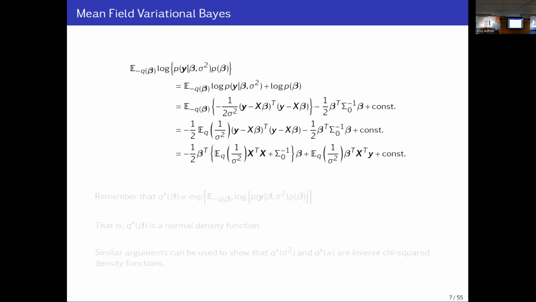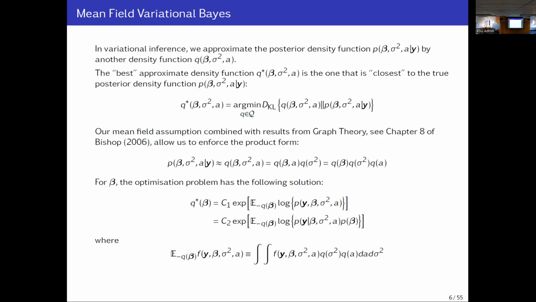In the first line there, in the computation for Q star beta, we factorize the log of the joint distribution into the likelihood multiplied by the prior on the beta parameters. And you might say, well, what happens to all the other probability density functions? Well, they go into our constant. That's why C1 changed to C2.